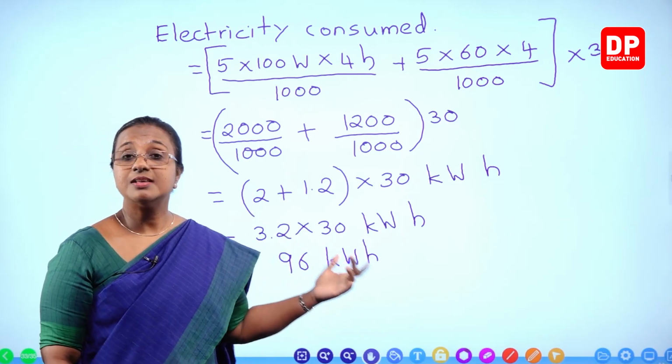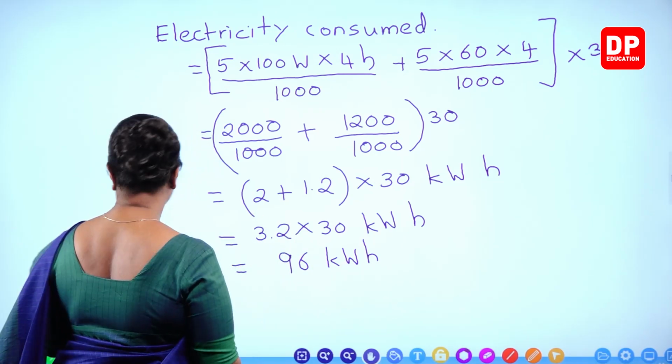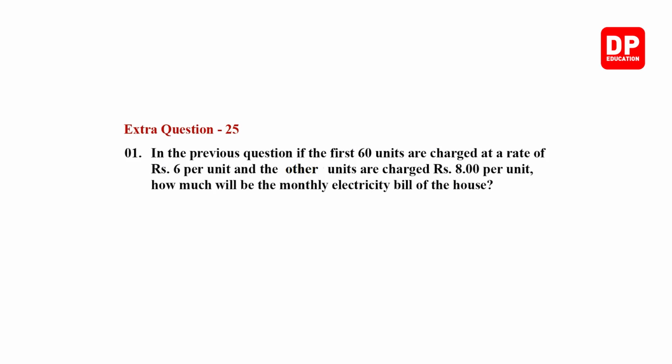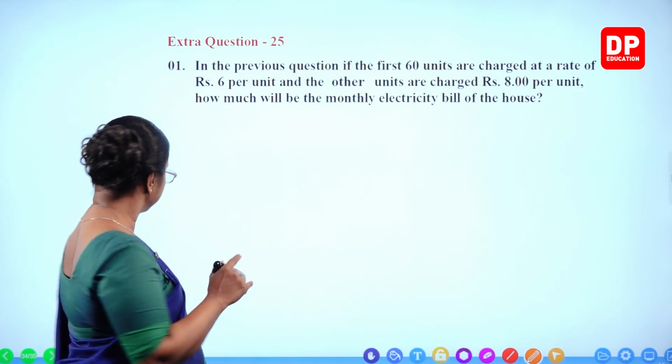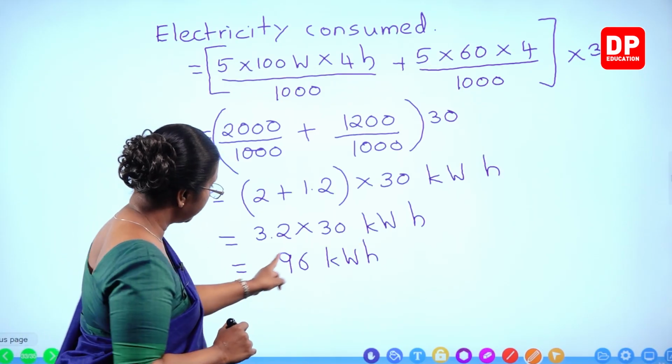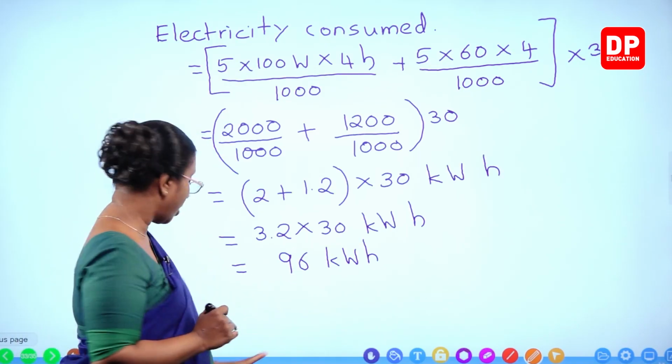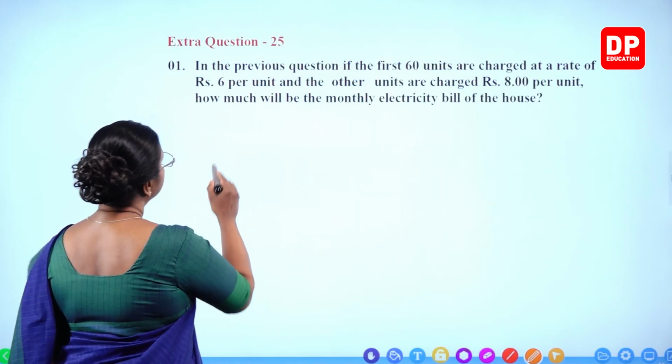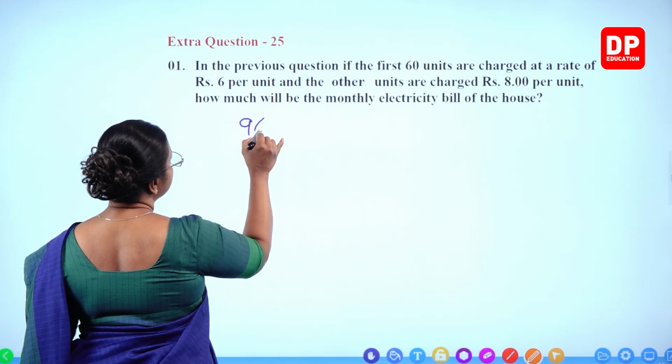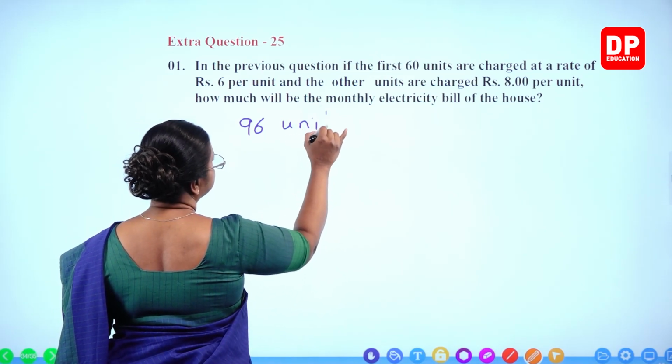So with that, students, I will move on to the next slide. Extra question 25. In the previous question, if the first 60 units are charged at a rate of rupees 6 per unit and the other units are charged rupees 8 per unit, how much will be the monthly electricity bill of the house? You can remember, students, in the previous question, here you can see 96 kilowatt hours. So there the total number of units is 96 units.